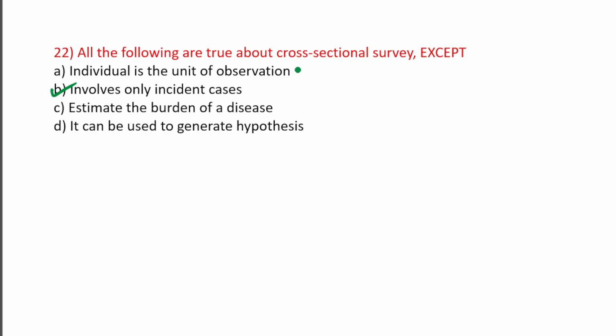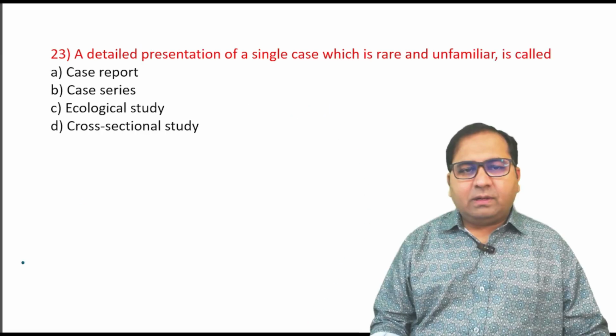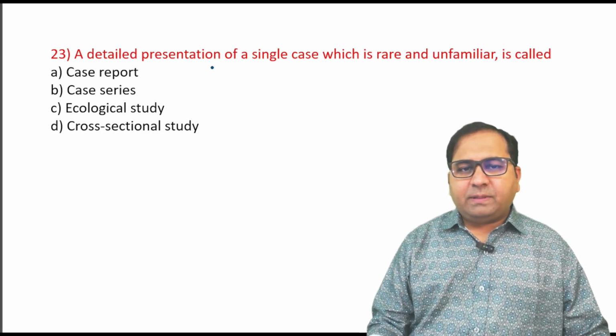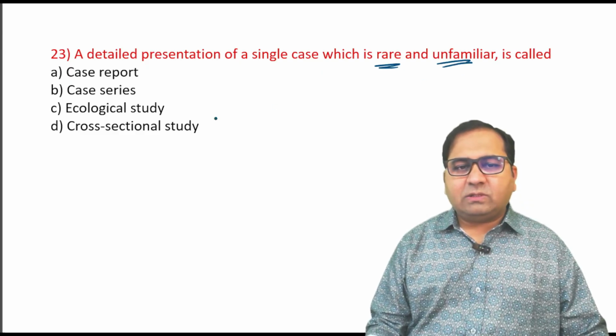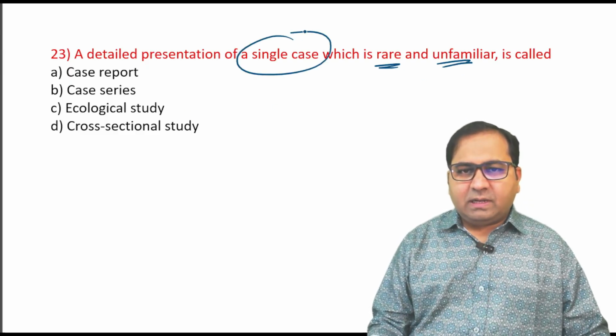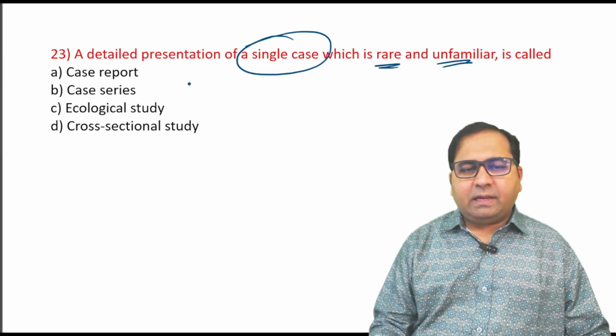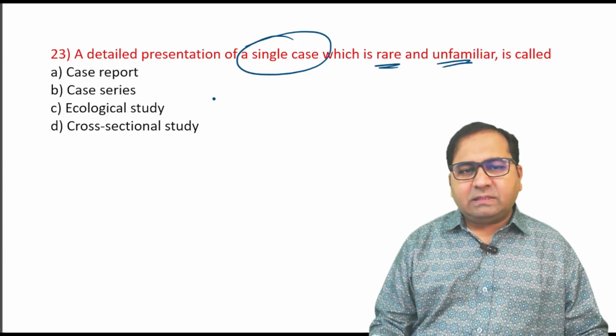The other three statements are true statements, that is individual is the unit of observation, to estimate the burden of the disease can be done with cross-sectional studies and it can be used to generate the hypothesis. Next question. A detailed presentation of a single case which is rare and unfamiliar is called as what? Of a single case. Okay, the options are A. Case report, B. Case series, C. Ecological study, or D. Cross-sectional study.